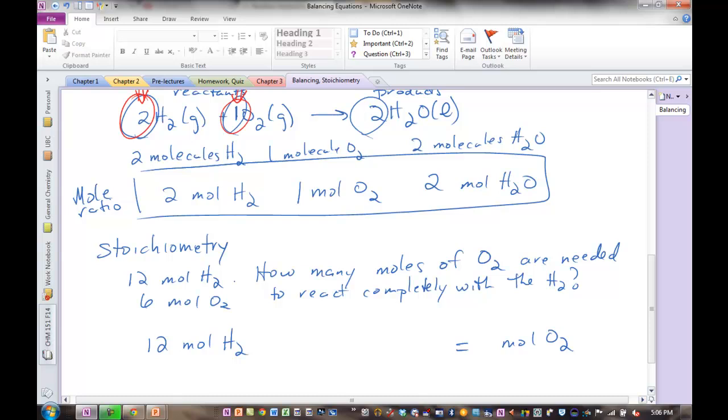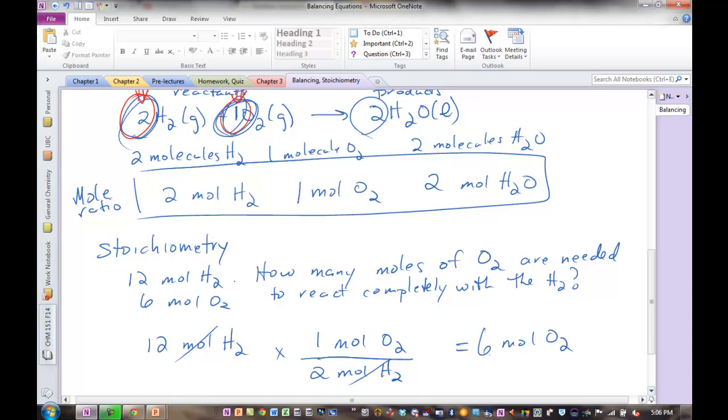And where do you get the mole ratio? From the balanced equation. We want to get to moles of O2. We want moles of hydrogen to cancel. What numbers do we plug in? Look up at the balanced equation at the top here. You just plug in the numbers from the balanced equation. 1 to 2, 1 mole of oxygen for every 2 moles of hydrogen, and we get 6 moles of oxygen. That's it. That's stoichiometry. Piece of cake.